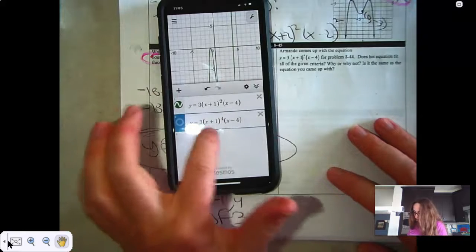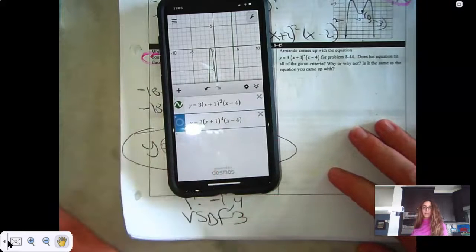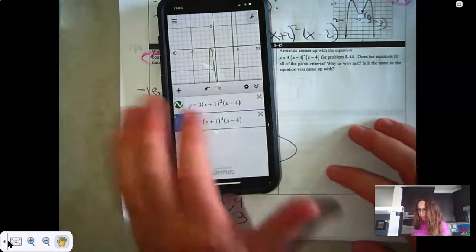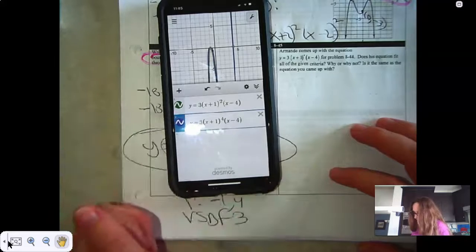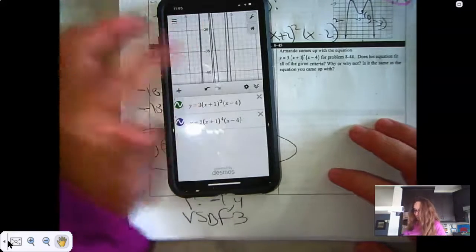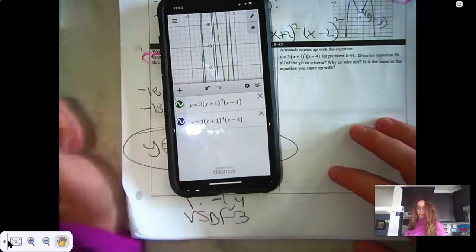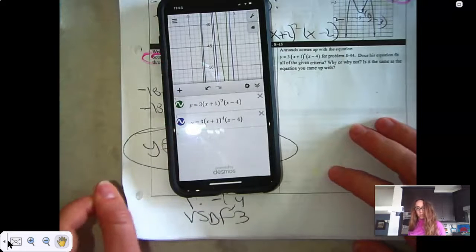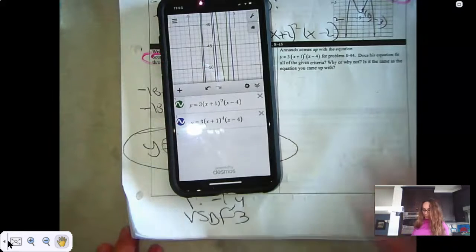And they want to know, well, look, if it's an even thing, then it's a bounce. Do you think it's going to be the same thing? So let's see. It looks similar, doesn't it? But since it's to the 4th power, it's a little bit different. So it's close, but not the same thing.